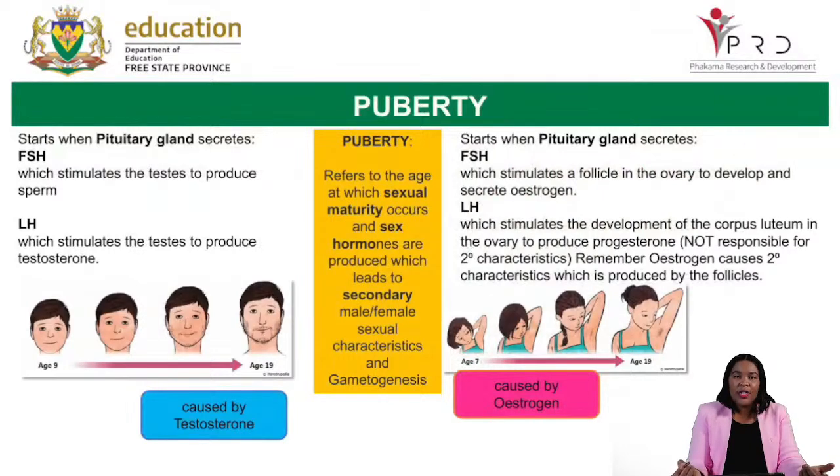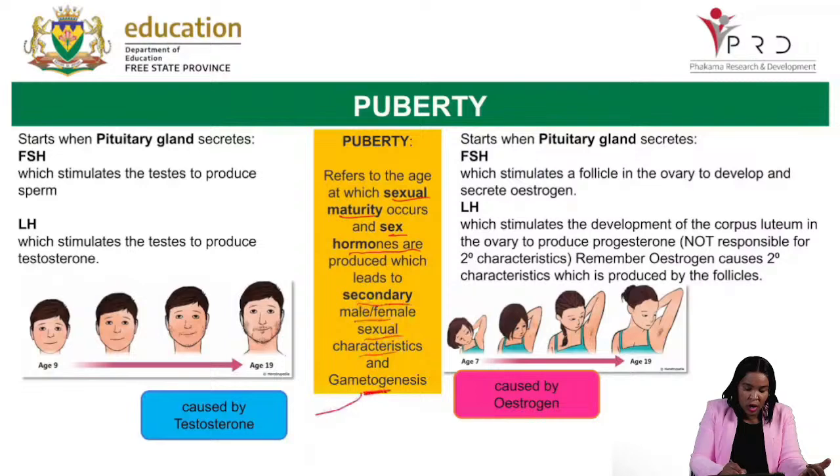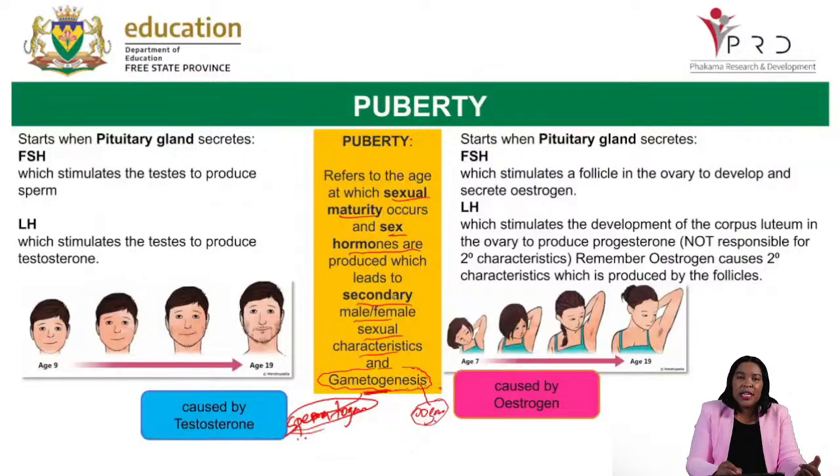And then puberty. What you need to know about puberty. What is puberty? Puberty refers to the age at which sexual maturity occurs and sex hormones are produced, which leads to secondary male or female sexual characteristics and gametogenesis. And you know gametogenesis in the males is called spermatogenesis. In the females, it is called oogenesis. So this is where the formation of the ovum is occurring. This is where the formation of the sperm is occurring. Together, we call it gametogenesis because gametes are your sex cells. So in males, sex cells are sperms. In females, sex cells are ovum. Right. So puberty brings all of those changes.